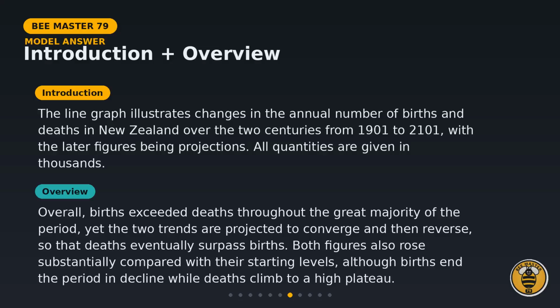Here is the introduction and overview. The line graph illustrates changes in the annual number of births and deaths in New Zealand from 1901 to 2101, with the later figures being projections. Overall, births exceeded deaths for most of the period, yet the two trends are projected to converge and then reverse, so that deaths eventually surpass births.